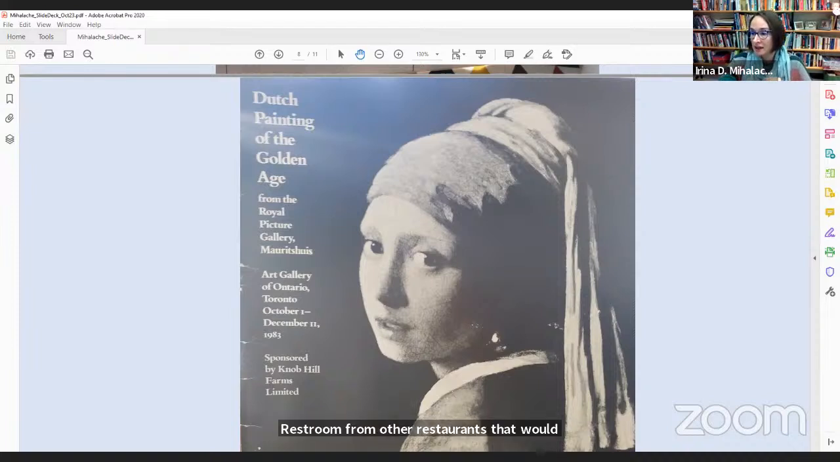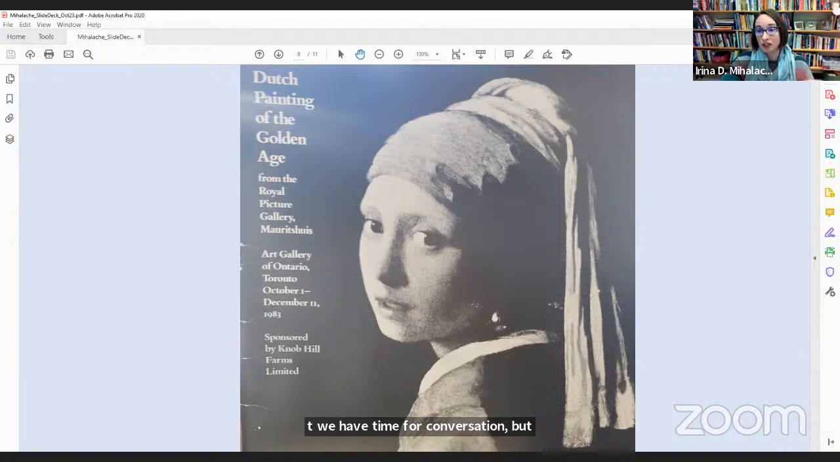And this is the restaurant menu that is developed to be inspired by specific exhibitions. So I'm just going to highlight two of these, and then I'm going to wrap up just to make sure that we have time for conversation. But that's one of the most straightforward ways in which we see that process of translation between the curatorial and the culinary.